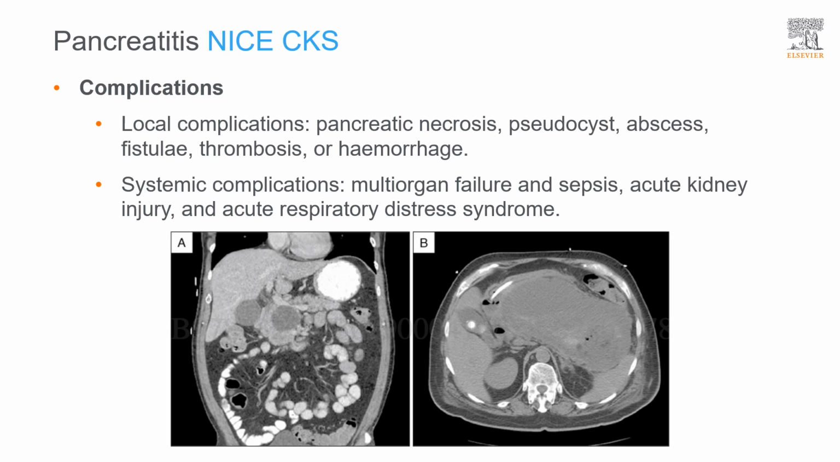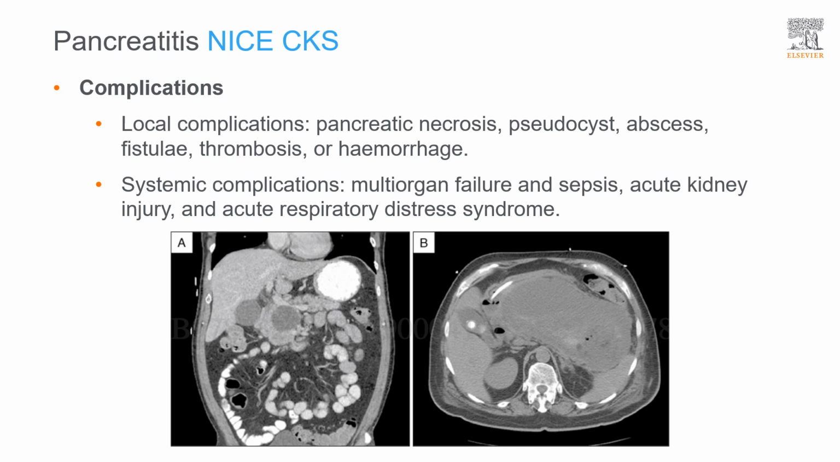Complications of acute pancreatitis include local complications such as pancreatic necrosis, pseudocysts, abscesses, fistulae, thrombosis, or hemorrhage. In this CT, in A, you can see a pseudocyst with an uncinate process of the pancreas with a round, thick-walled appearance, and in B, you can see typical walled-off necrosis, which commonly develops 4 weeks after the onset of severe acute pancreatitis. You can see heterogeneous enhancement and small pockets of air formation around the fluid collection.